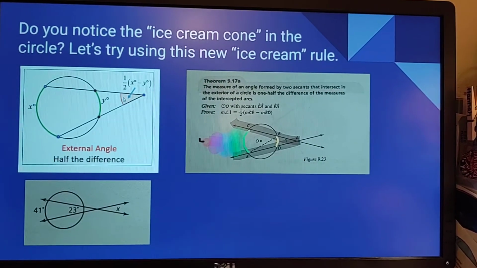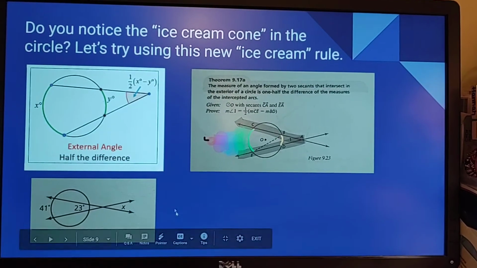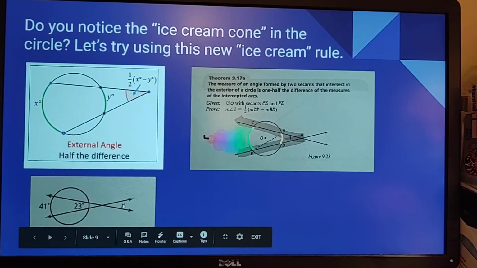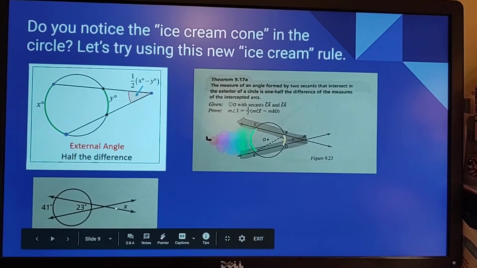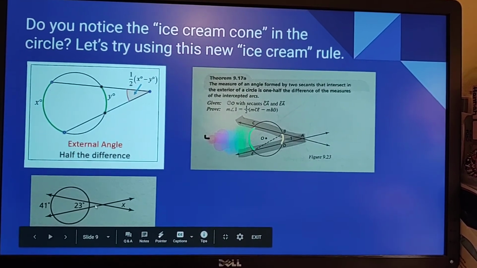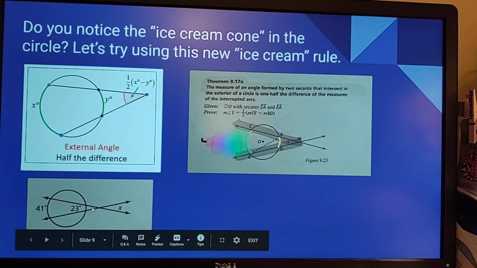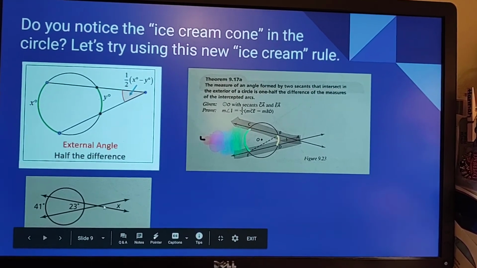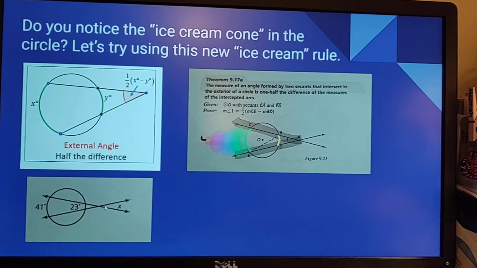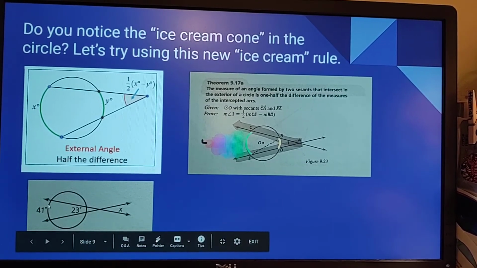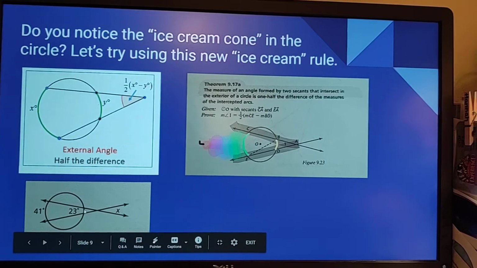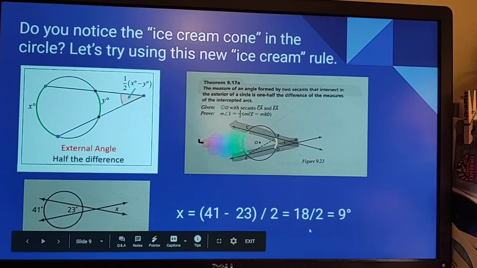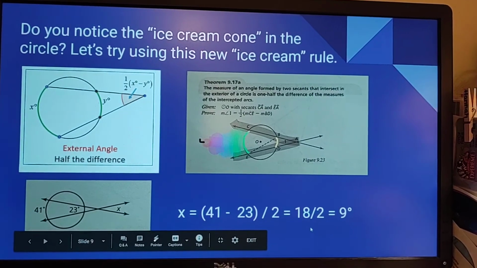All right, so let's take a look at how we're going to use this ice cream rule in this example below. So I'm trying to find angle X. Now I know angle X is written all the way over here. These are vertical angles. They're also referring to this angle right here. So angle X is here and angle X is here. All right, that being said, let's use the rule. I'm going to take the larger arc that's intercepted, 41, subtract it from 23, and divide by 2, and I'm going to get that X equals 9 degrees.